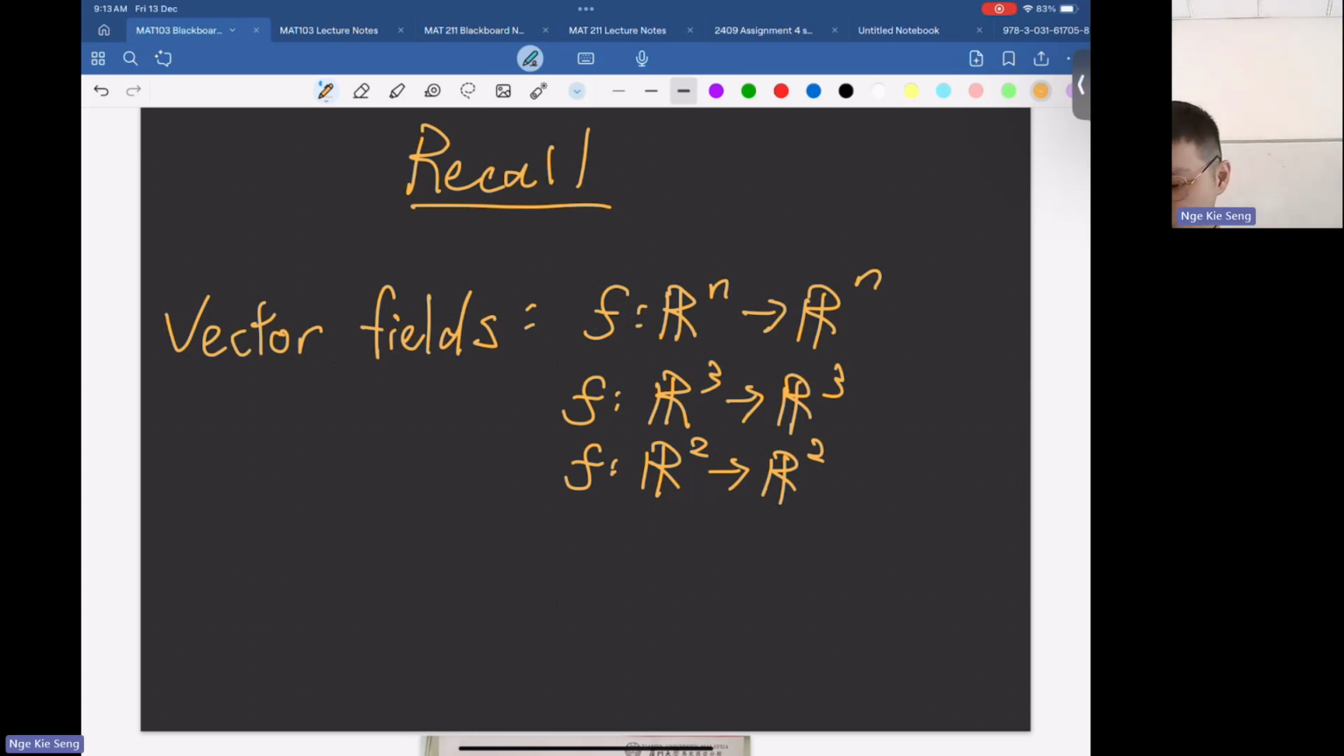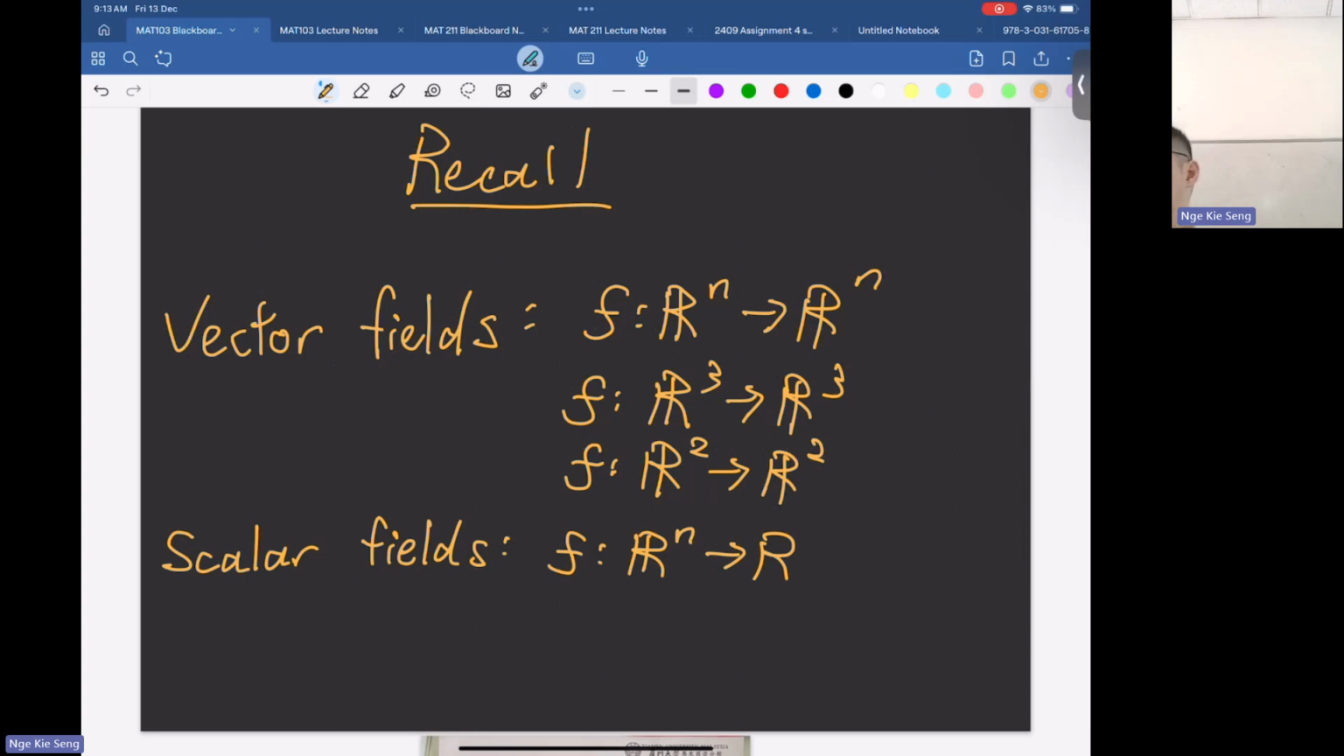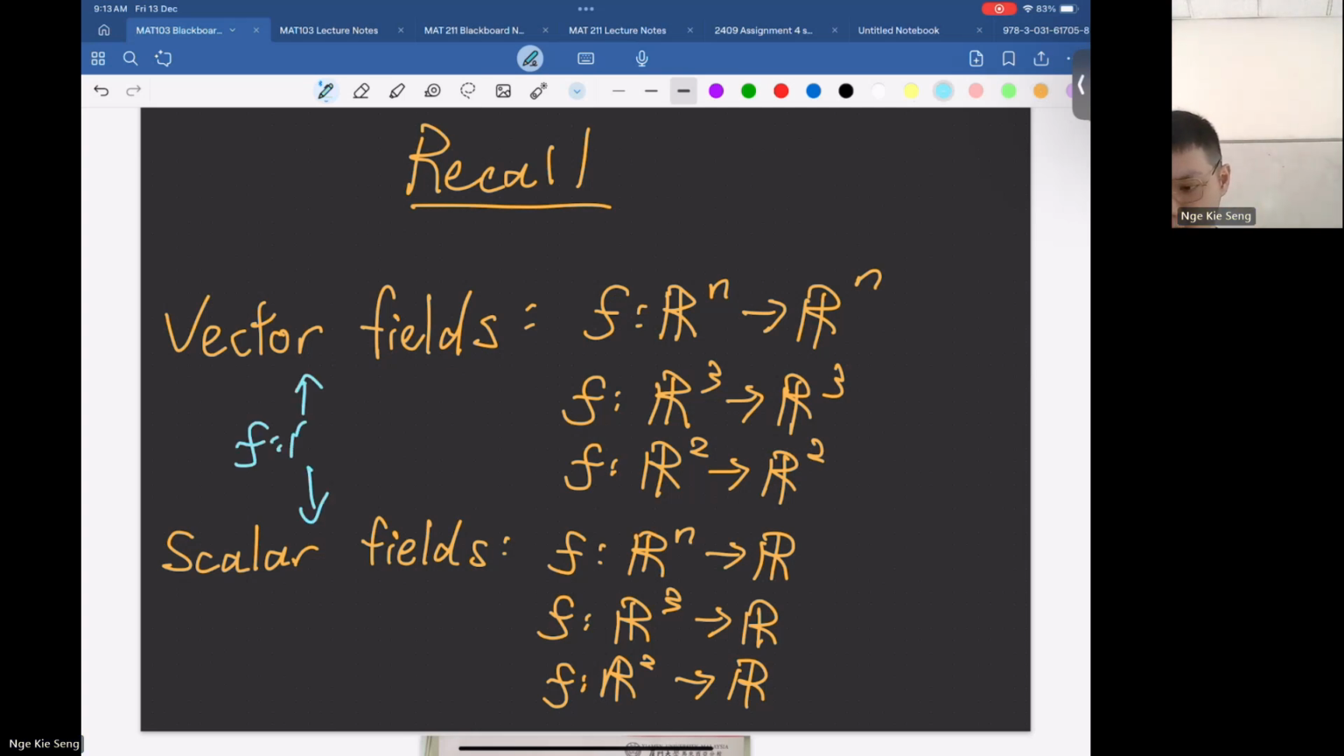Today we will learn vector fields together with scalar fields. So what's a scalar field? For a scalar field, we fix the codomain to be R. For example, a function from R3 to R, or from R2 to R. A function from R to R belongs to both of these terminologies.